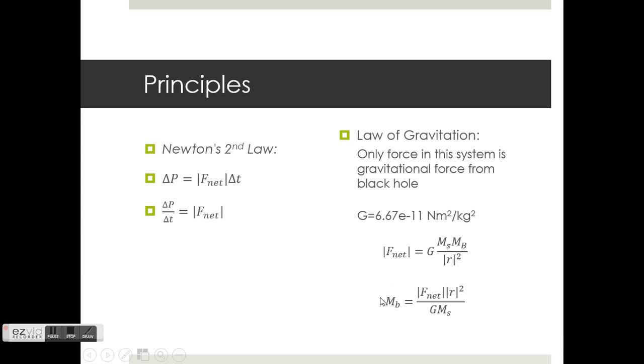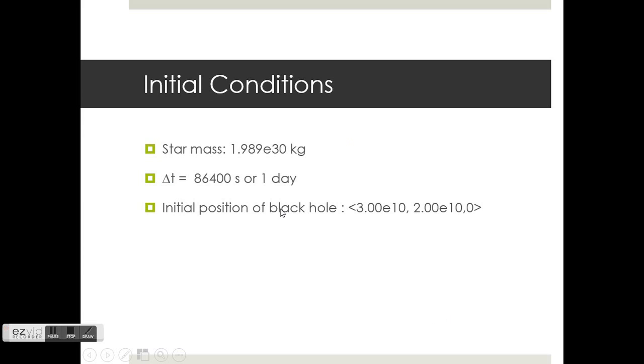From this equation, all the other things we can find. We know F net is equal to delta P. We can find the distance between the star and the black hole since we know the position, and we have a gravitational constant and the mass of the star. Here are the initial conditions of all the given information.